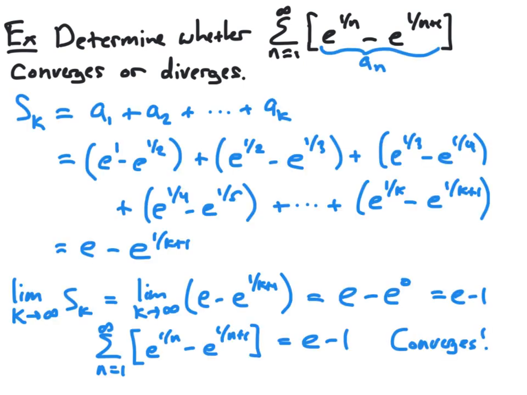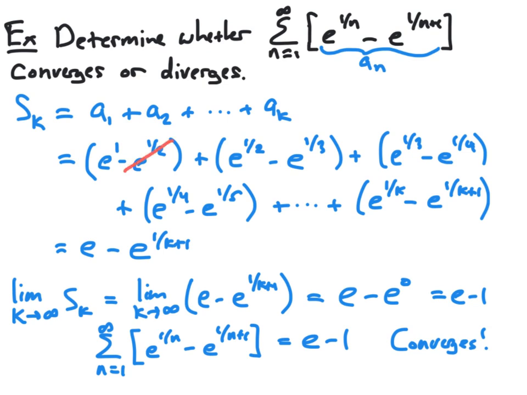Letting a sub n be the given term of our series, we know that the partial sum S sub k will be given by a1 plus a2 plus ... all the way up to ak. We substitute in n equal 1, 2, up through k into our formula for a sub n, and we obtain the sum e to the first power minus e to the 1/2 plus e to the 1/2 minus e to the 1/3 plus e to the 1/3 minus e to the 1/4 plus e to the 1/4 minus e to the 1/5, and our final term will be e to the 1 over k minus e to the 1 over k plus 1. At this point, we see a lot of cancellation happening here.